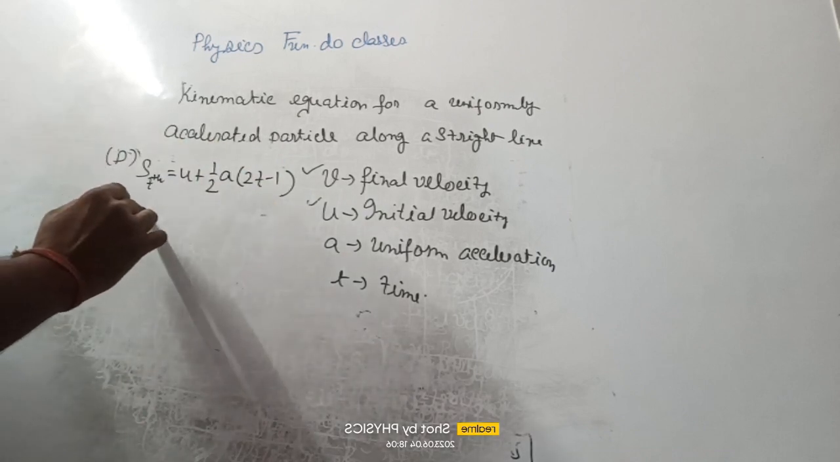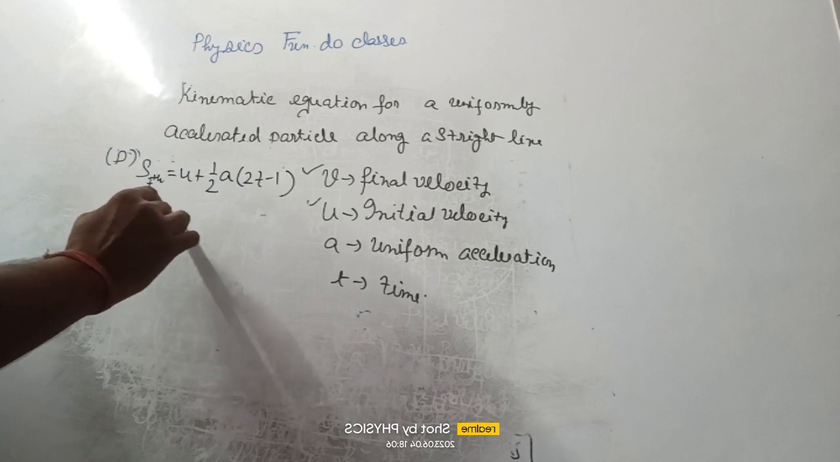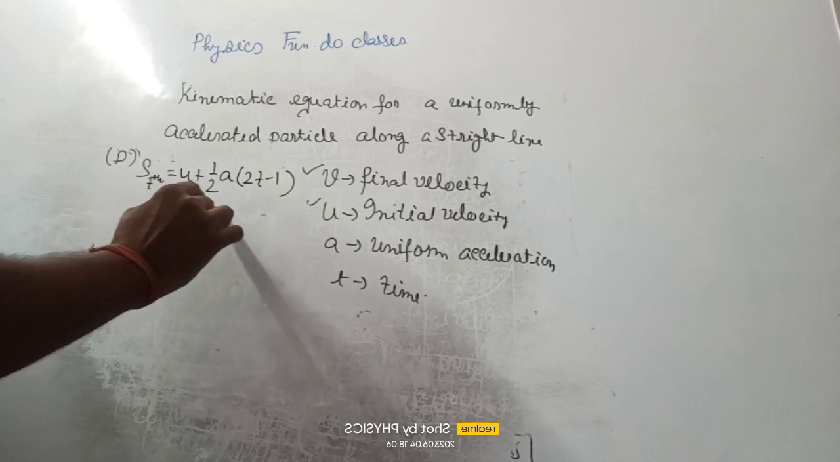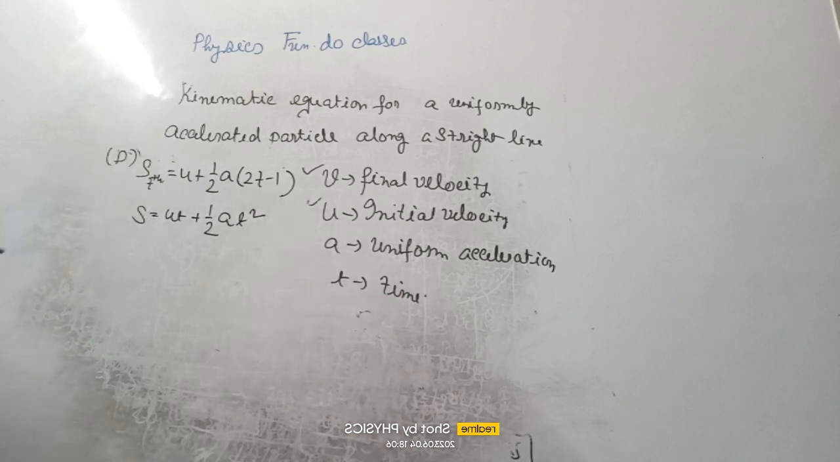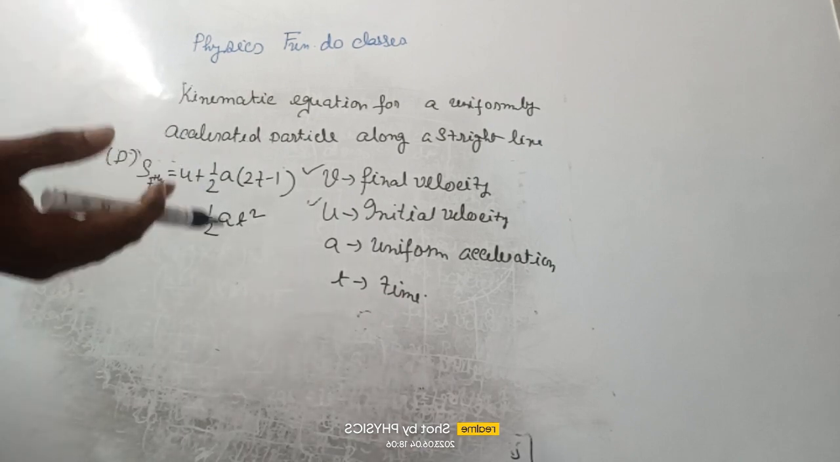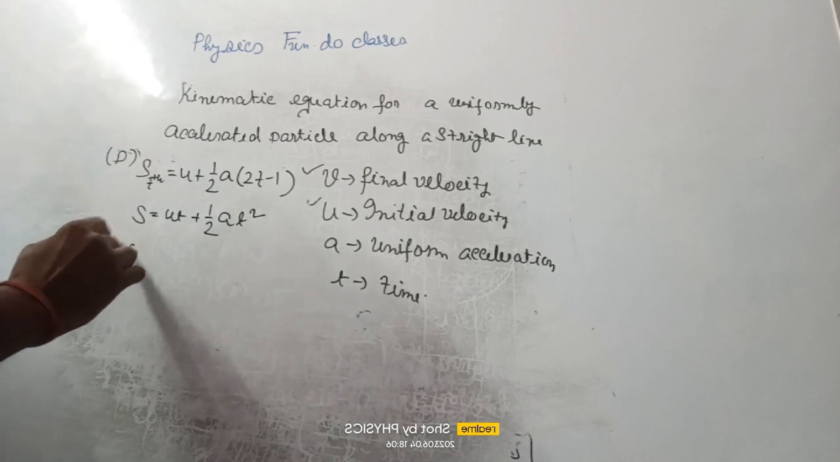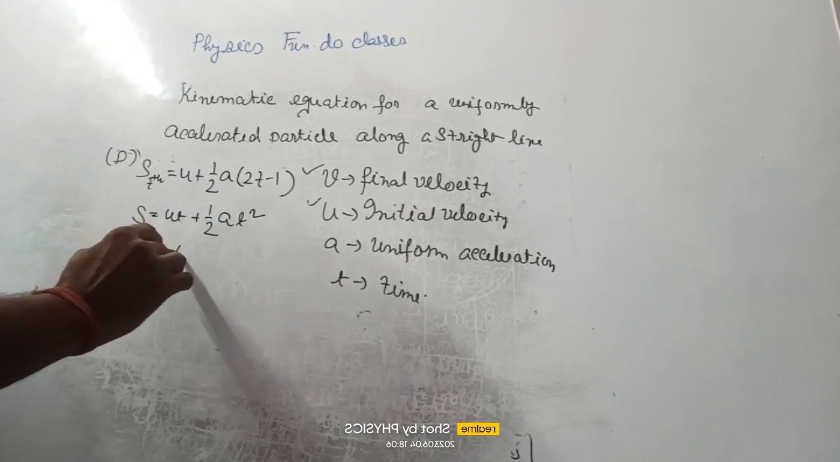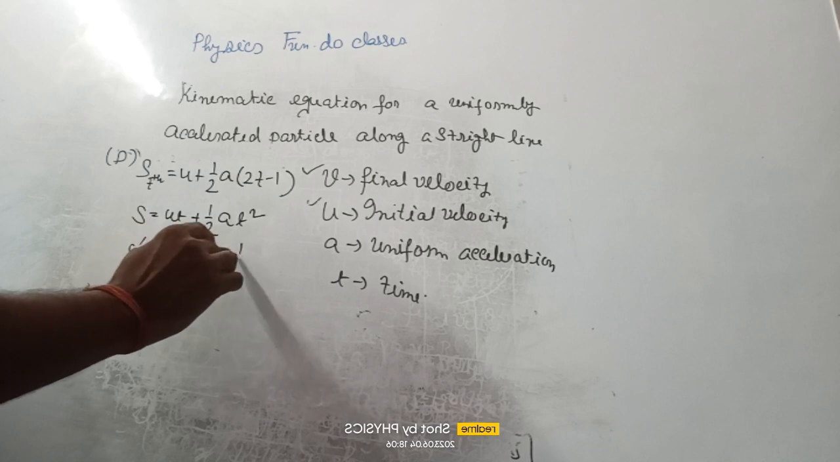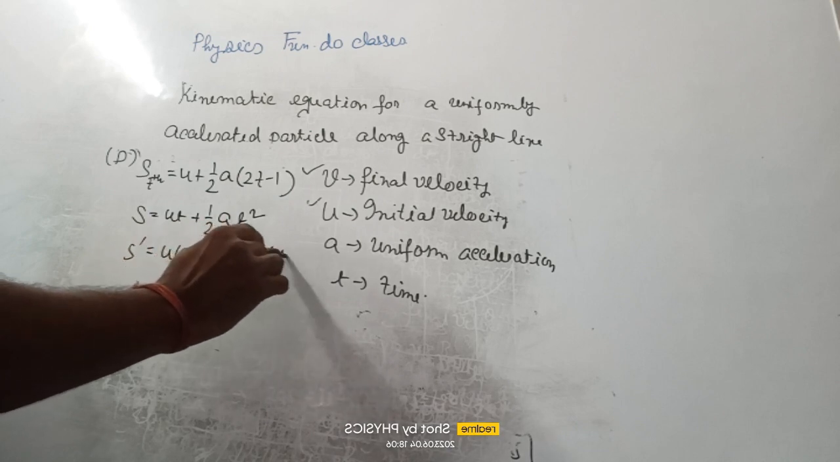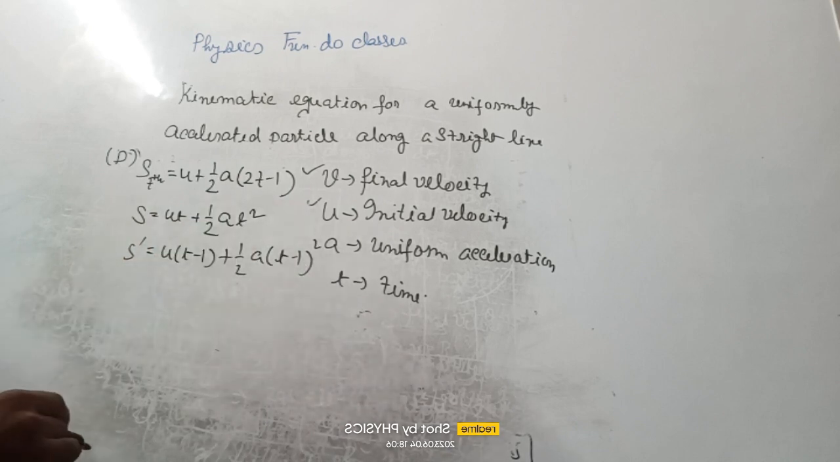We know the equation s is equal to ut plus half of a t square. Now one second before, we have s dashed is equal to u of t minus 1 plus half a into t minus 1 whole square.